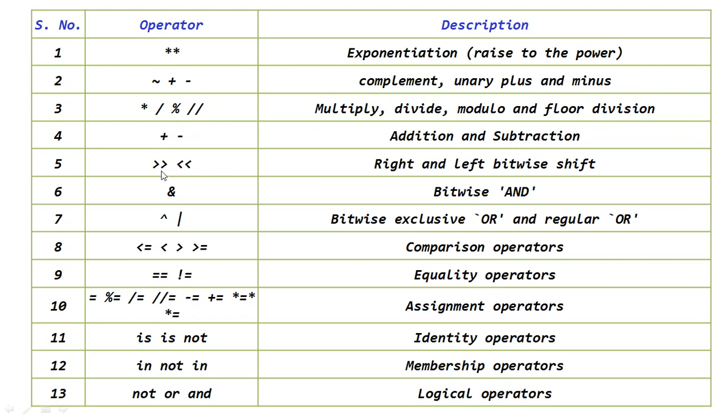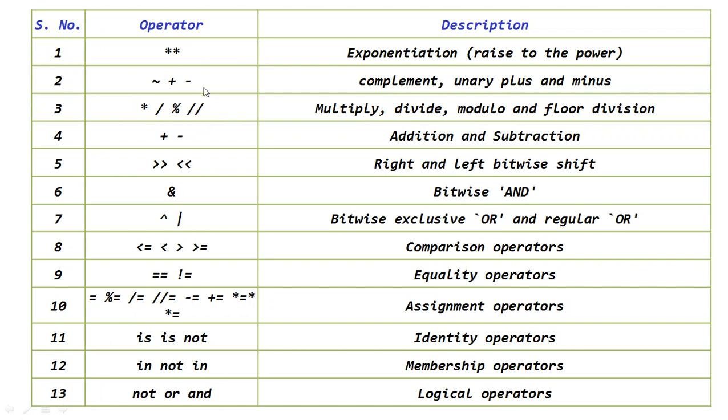Then plus minus, then right and left bitwise shift operators, then bitwise and, bitwise exclusive or, and regular or. Then comparison operators, equality operators, assignment operators, identity operators, membership operators, then logical operators. You have to learn the sequence of these 13 operators first of all, from higher precedence to lower precedence. This one is higher and this one is lower.